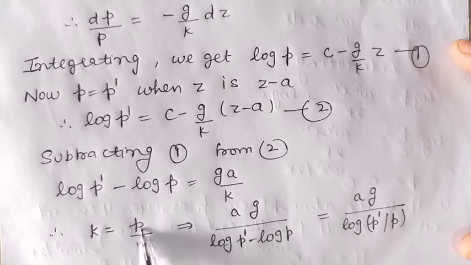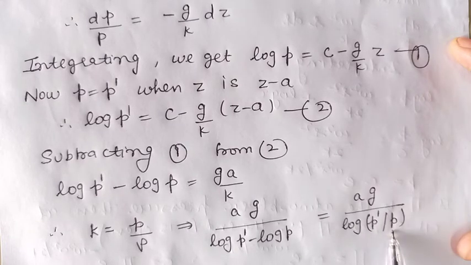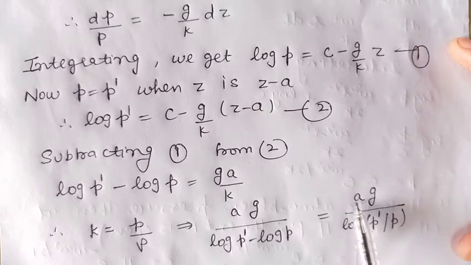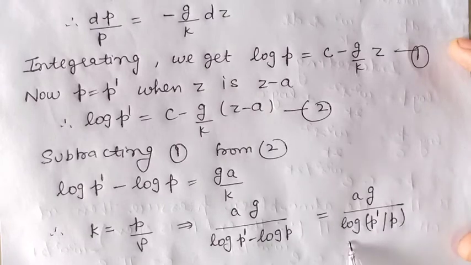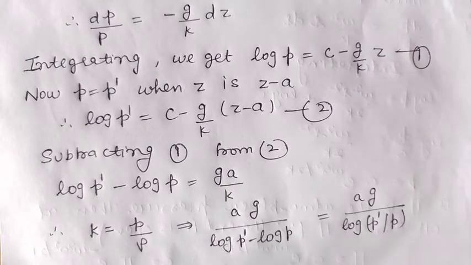Now because P is equal to K into rho, the ratio of pressure to density becomes Ag upon log of P dash minus log of P. Now this expression is log of P dash upon P. So we get the ratio of pressure to density at any point, which is given by Ag upon log of P dash upon P. Now our next problem is related to center of pressure.